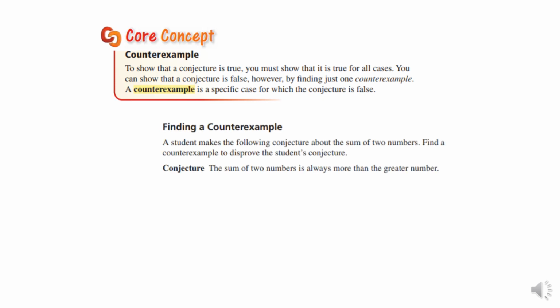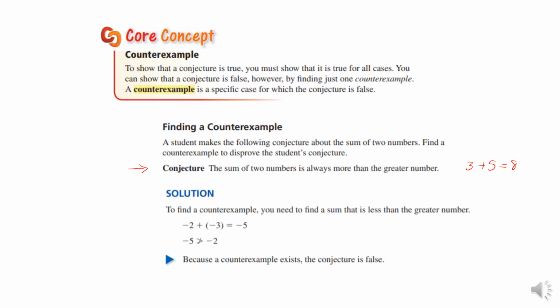Okay, so here's an example of a mathematical conjecture. The sum of 2 numbers is always more than the greater number. So you might go 3 plus 5 equals 8. Hey, that works. But then someone comes along and makes up this example: negative 2 plus negative 3 equals negative 5. Negative 2 is the greater number, but negative 5 is not bigger than that. So because a counterexample exists, that conjecture is false.